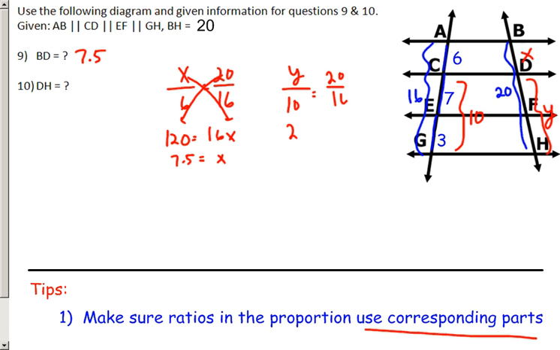You cross multiply: 200 equals 16y. Divide both sides by 16. Just to show you that step, I've been skipping it, but that's how you find that y is 12.5. So x was 7.5, and x represented BD. y was 12.5, and y represented DH. That's how you would do a problem with 3 or more parallel lines cut by 2 transversals. Okay, that was a concept from chapter 8.6.